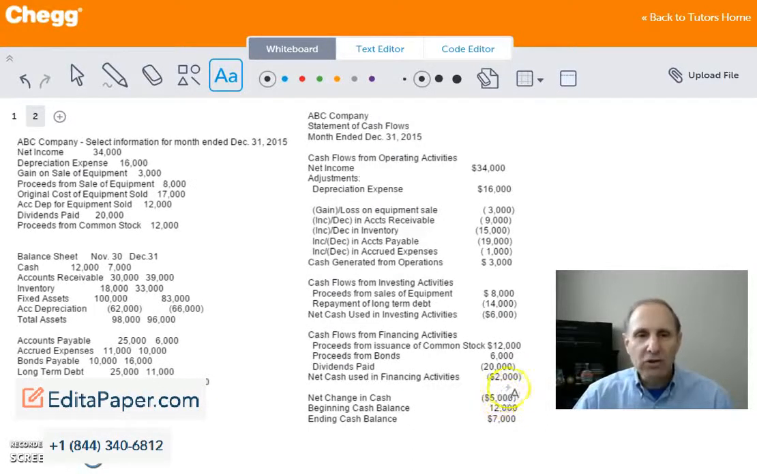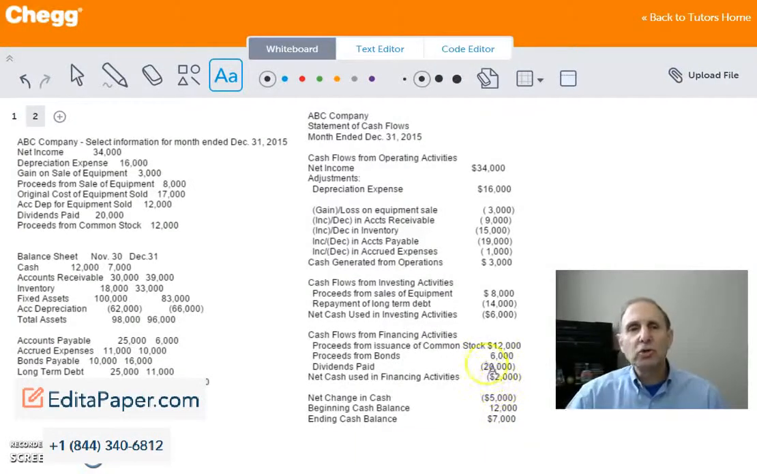And we go back to our balance sheet and see that the ending cash balance for November was $12,000. The ending cash balance for December was $7,000, which was a change of $5,000, a decline in cash. So we used $5,000 in the month of December. And that is our reconciliation on the statement of cash flows, where our net change in cash of negative 5, our beginning cash of 12, gets us to our ending cash balance of $7,000.